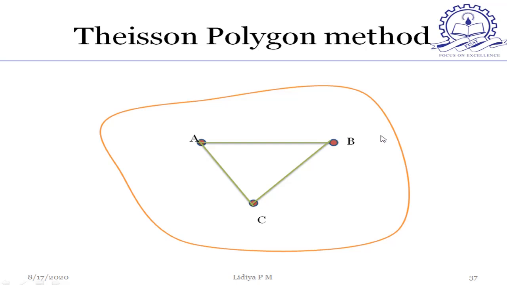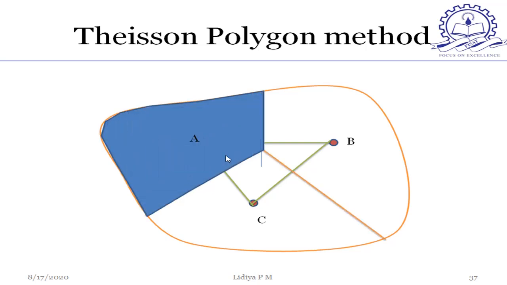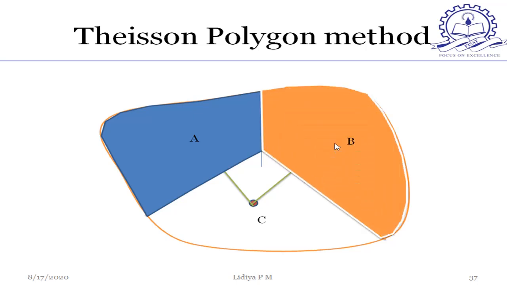The next step, you have to draw the perpendicular bisector. So what is the perpendicular bisector? It should divide the line equally and it should cut the line at 90 degrees. So this is the perpendicular bisector. You have to draw the bisector in such a way that it extends to the boundary of the area. So draw the perpendicular bisector of line BC, then the next one AC. So this much area is coming under station A, this much area is coming under station B and this much area is coming under station C.